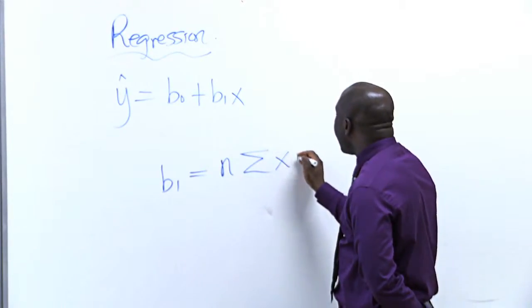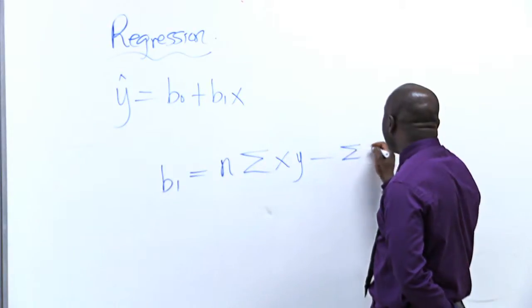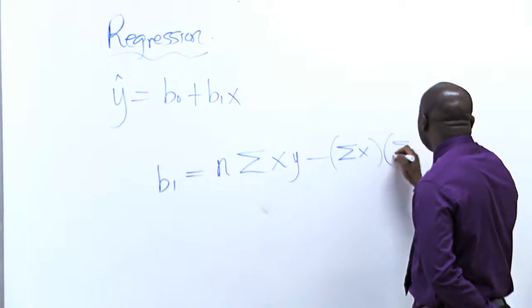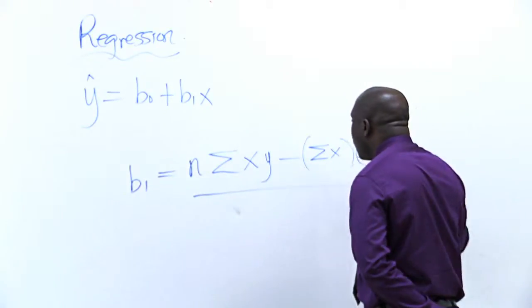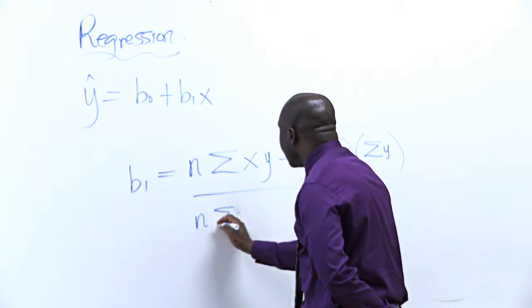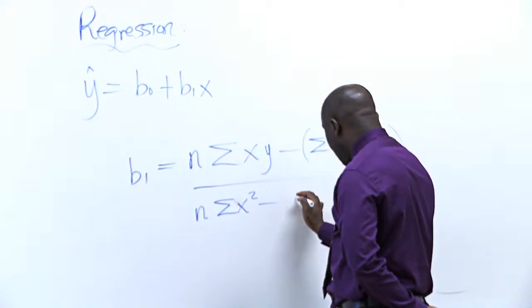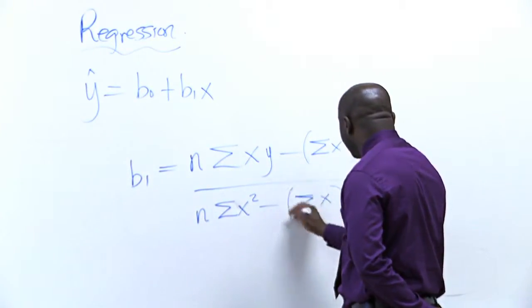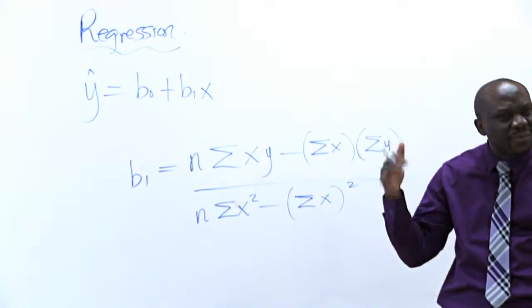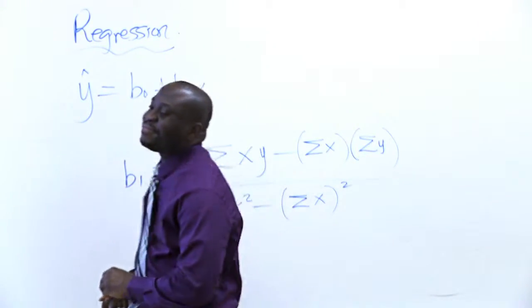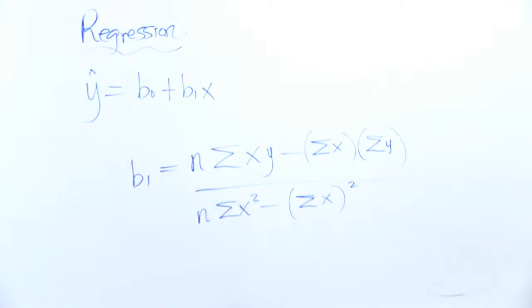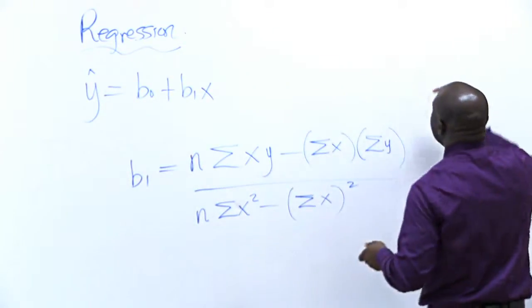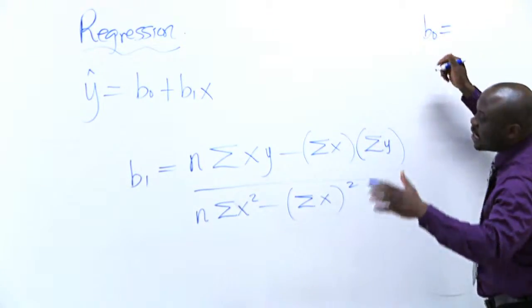B1 equals summation xy minus summation x times summation y, all over n times summation x squared minus summation x all squared. This is kind of similar to the first one, but it's a variant of that. So it's just a formula. It's also on the formula sheet, so you can choose to write it or forget it. If you want me to write it down on the day of a test, I don't mind doing that.